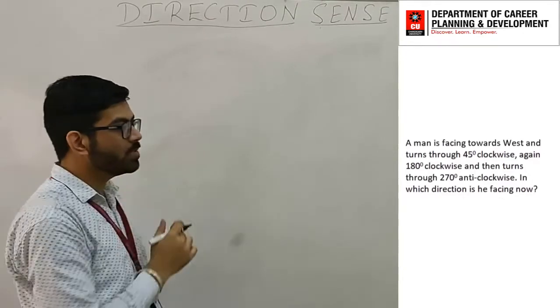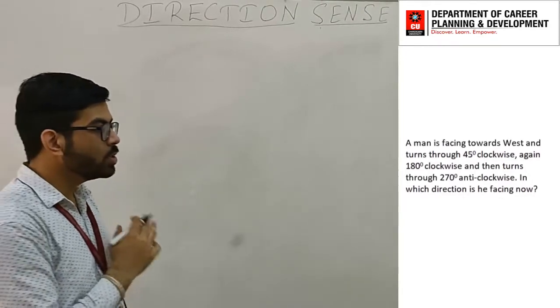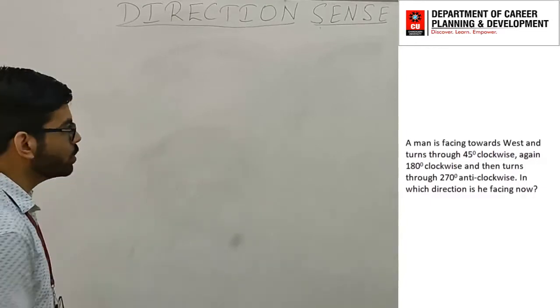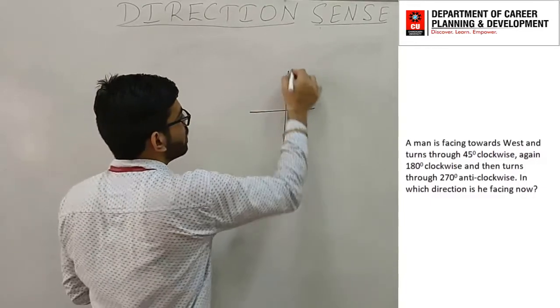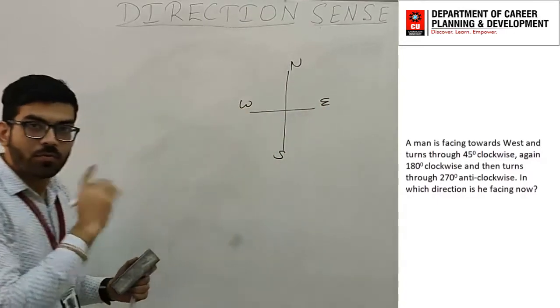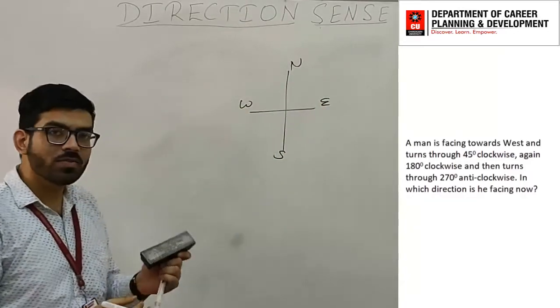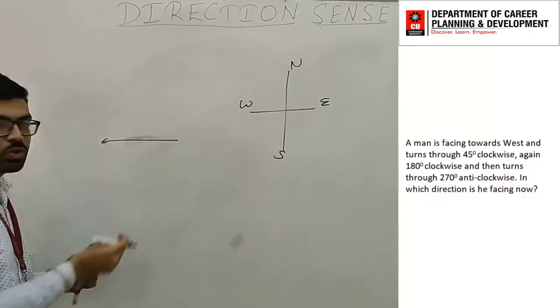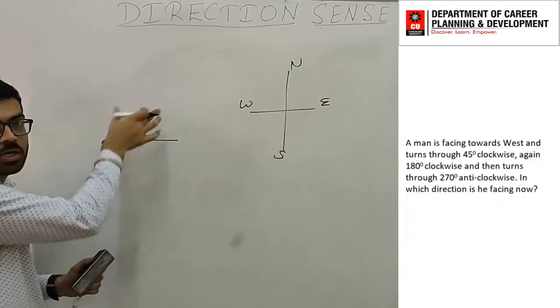The question is, a man is facing towards west and turns through 45-degree clockwise. This is the angle question. Let's see how to solve this type of question. First of all, again the basic one, the directions which are north, south, east and west. First part, he is facing towards west. If he is facing towards, means in this direction, so that will be your base to construct the angle.